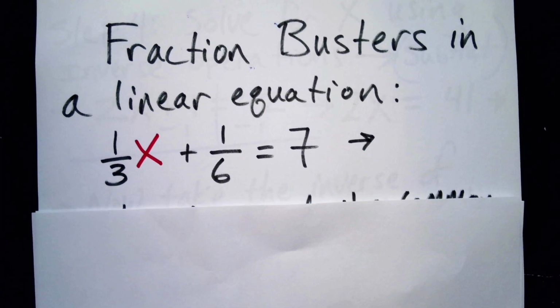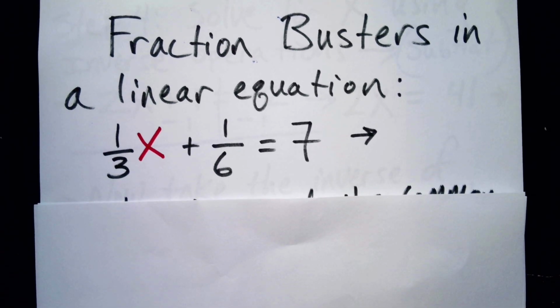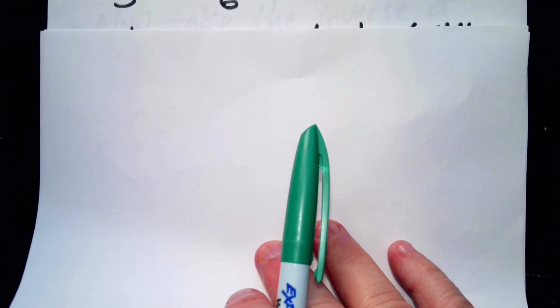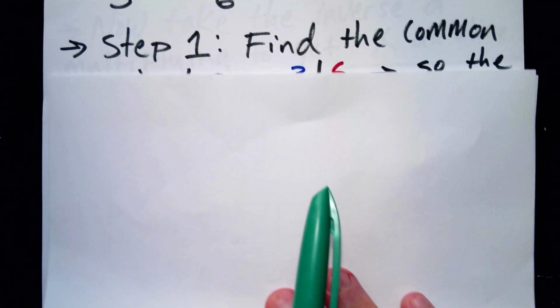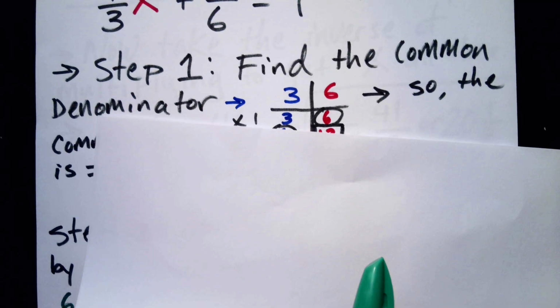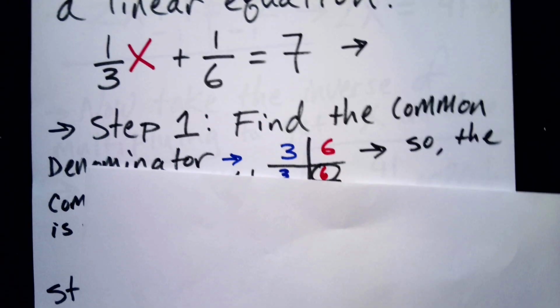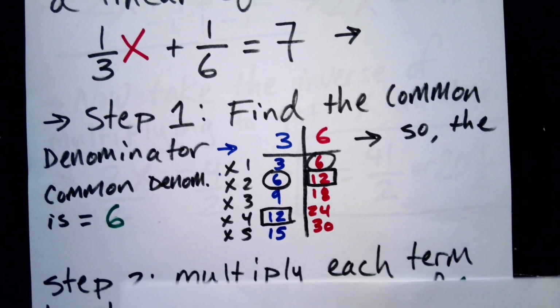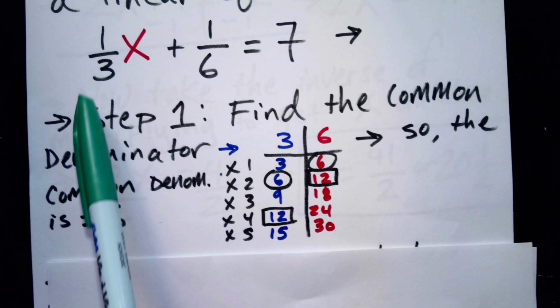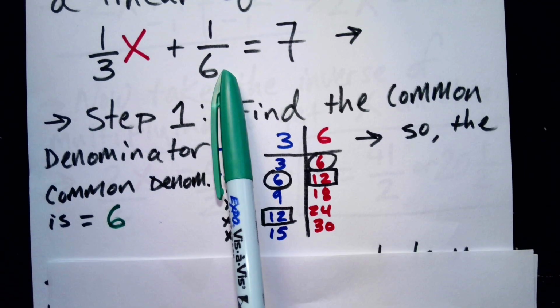Remember, this is a video, and you can stop, pause, and rewind at any time if I'm going too fast. So let's go ahead and take a look. Step one, you need to find the common denominator. I'm going to bring my notes back down a little bit so you can see the equation. Step one is to find the common denominator between 3 and 6.